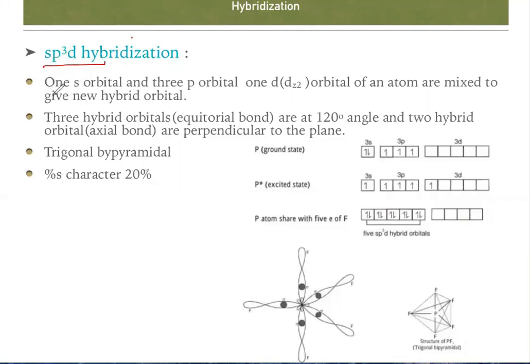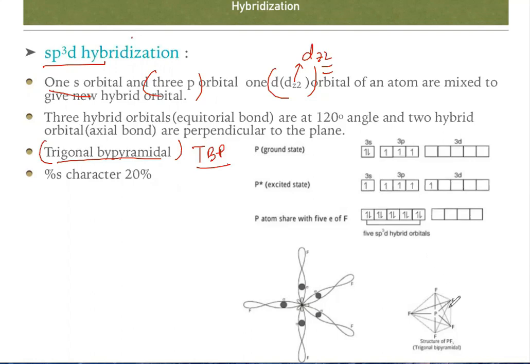So let us see what the participation is. In sp3d hybridization, 1s has participated, 3p and 1d. From d, dz square has participated. Then they will generate how many hybrid orbitals? 5 hybrid orbitals. Okay. So the geometry of this sp3d hybrid orbital is trigonal bipyramidal. In short form, we'll say TBP, trigonal bipyramidal.